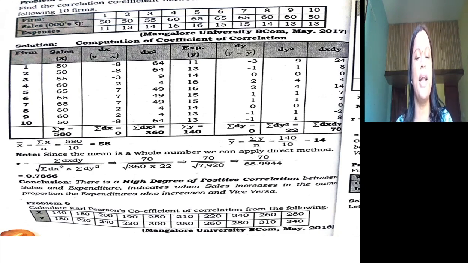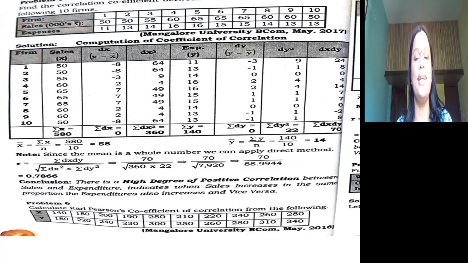They arrived at dx as minus 8, minus 8, minus 3. How did they arrive at it? 50 minus 58, 50 minus 58, 55 minus 58, like that till the last one, 50 minus 58. In the same way they arrived at dy, that is y minus y bar. y is 11, y bar is 14, so 11 minus 14 is minus 3. Like that till the end, 13 minus 14 is minus 1. So they arrived at dx as well as dy.